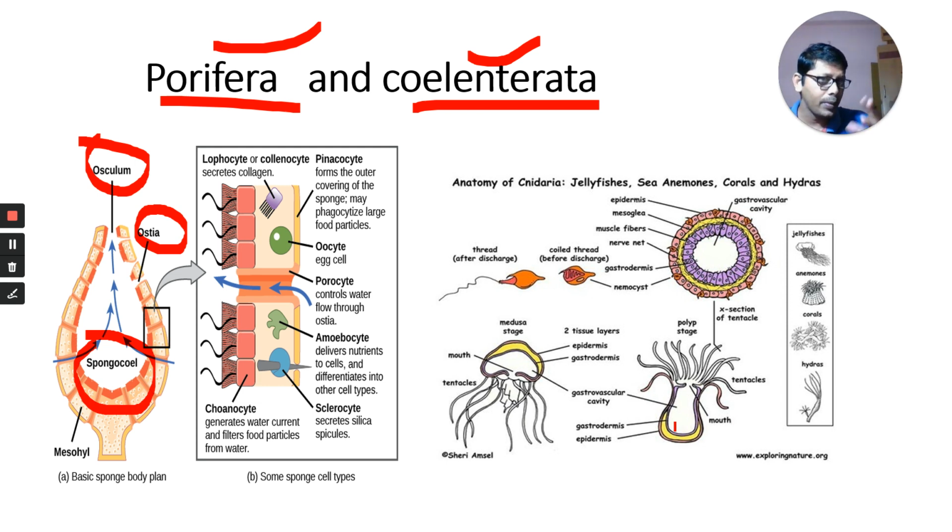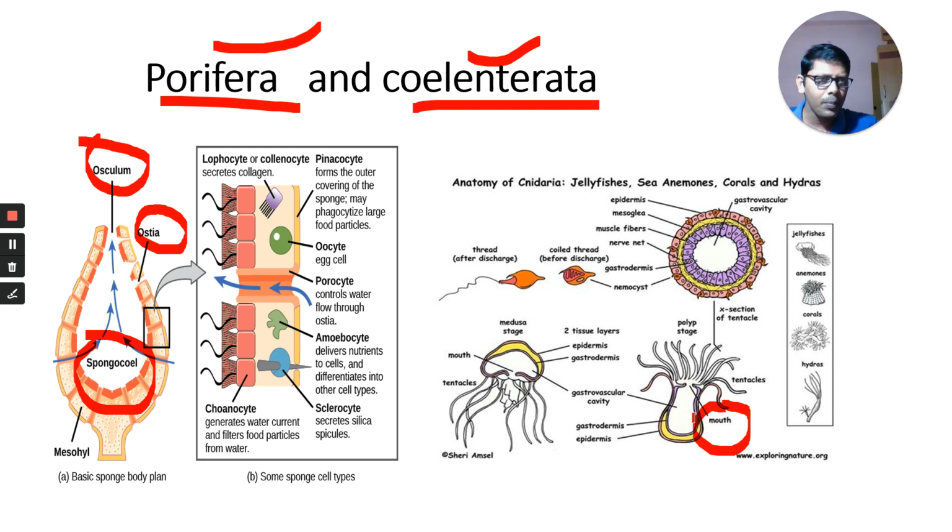Okay, Aurelia is a medusoid form. You can see this is the umbrella shape, this is the sessile one, this is the polyp, this is the medusoid form. Water enters into the body from outside, and water also goes outside through here. There is no anus, only the mouth is there.